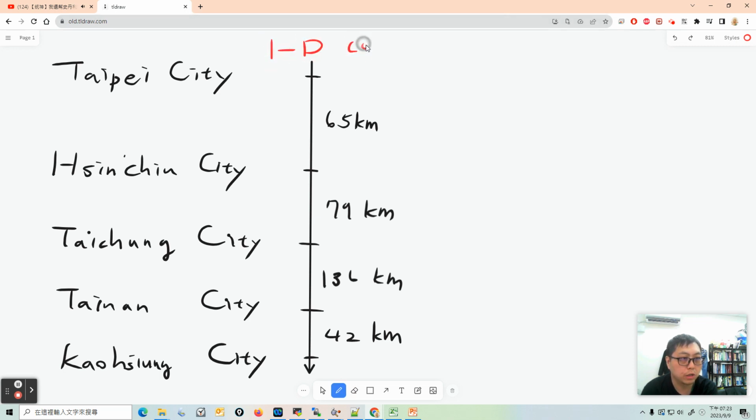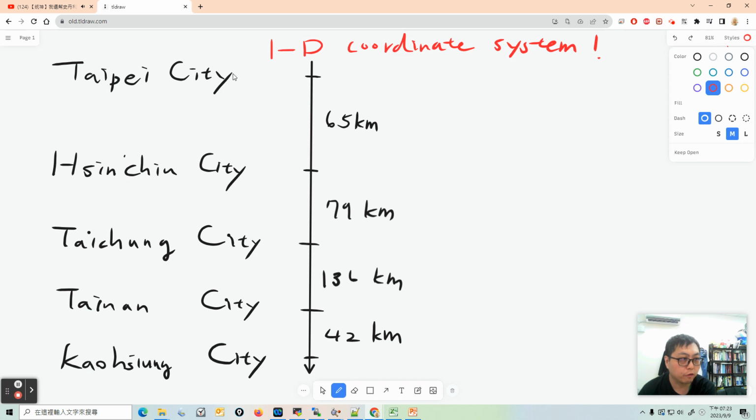Okay, 1D coordinate system. As I mentioned, in a coordinate system you have two things you have to set up: one is the origin and the other is the direction. Let me start with a very simple example. For this one-dimensional coordinate, I can set the origin maybe at Taipei City. So let's make a marker here, an origin here.